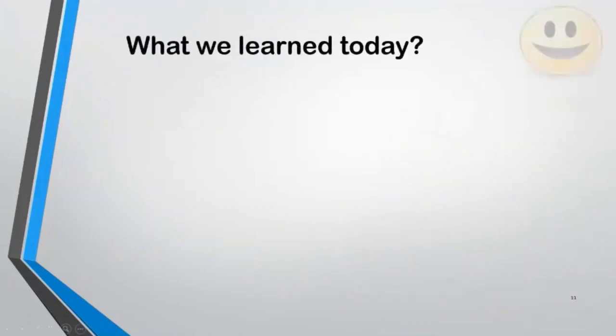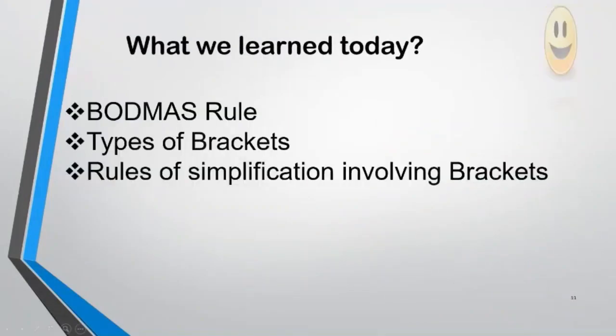So, what did we learn today? Today we learned about the BODMAS Rule, the DMAS Rule, and ODMAS Rule. But you all have to know that the ODMAS Rule and DMAS Rule are all part of the BODMAS Rule. And then we learned about the types of brackets and the rules of simplification involving the brackets.